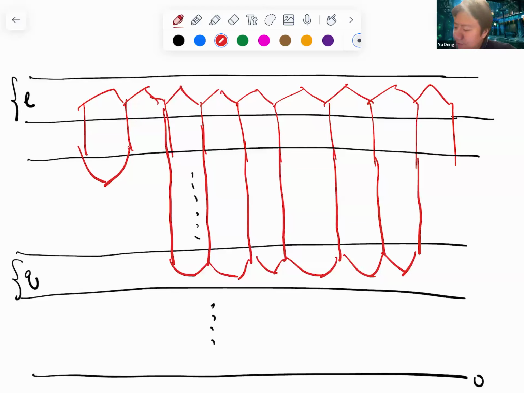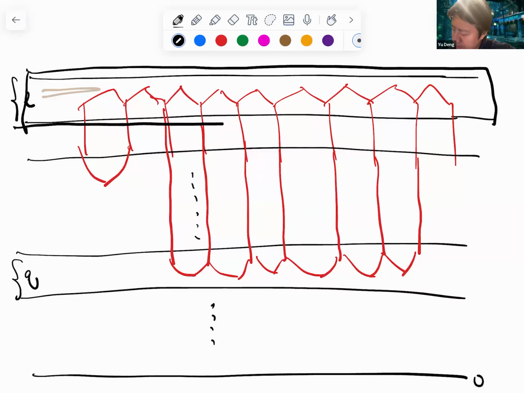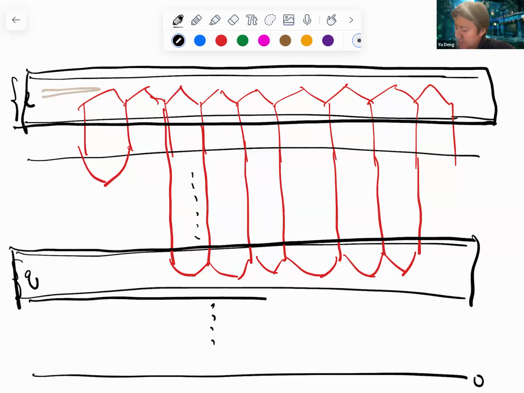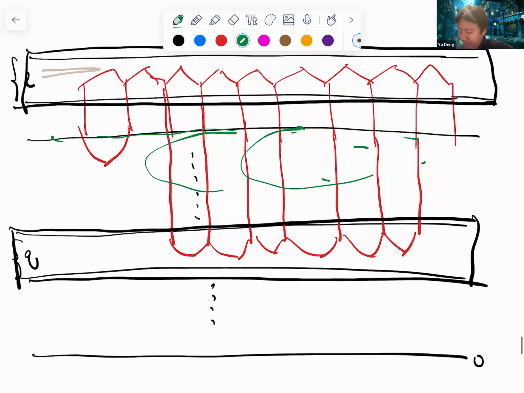Then you see, if you only take this layer, the layer L, and this layer Q, and ignore everything else, whatever happens in the middle doesn't matter to you at all. Because if you only focus on these two layers, then these two layers are already going to provide you sufficiently many recollisions.